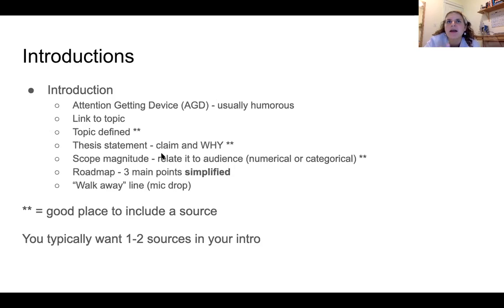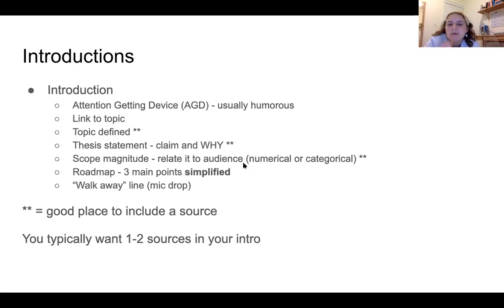So then your scope magnitude is where you'll relate it to your audience. So you might be talking about, I don't know, cancer or something. And so your scope magnitude is where you're saying why your audience should care, because you want to have a universal topic, but it might not necessarily readily make sense or connect to everyone. So that's where you want to draw that connection.